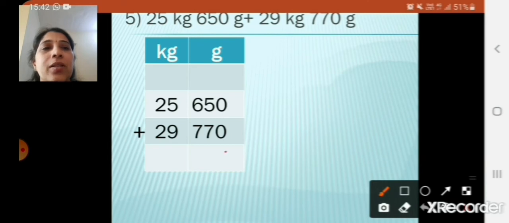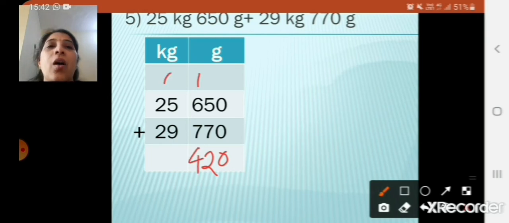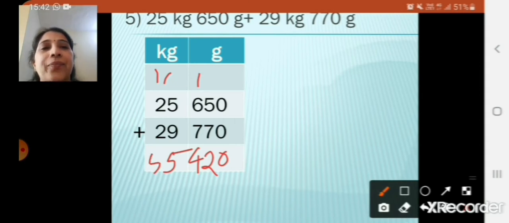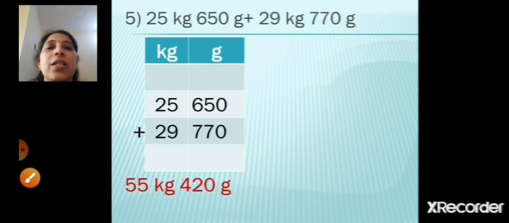0 plus 0 is 0. 5 plus 7 is 12. 2 written down, 1 carried over. 1 plus 6 is 7, and 7 plus 7 is 14. So 4 written down, 1 carried over. 1 plus 5 is 6, and 6 plus 9 is 15. So 5 written down, again 1 carried over. 1 plus 2 is 3, and 3 plus 2 is 5. So what answer you got? 55 kg 420 gram, right? So you will write the final answer as 55 kg 420 gram.